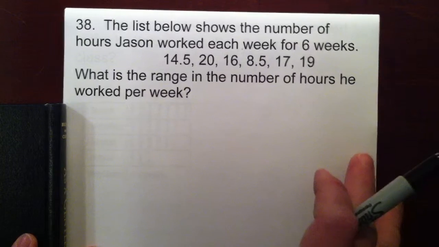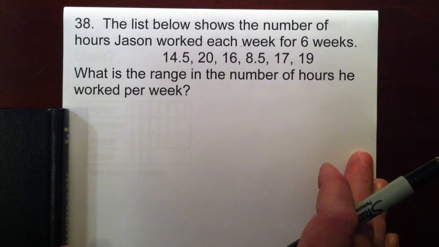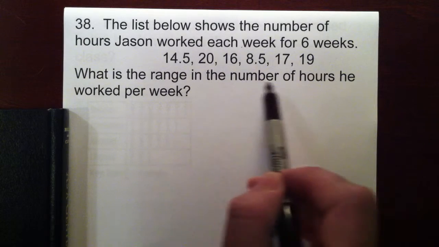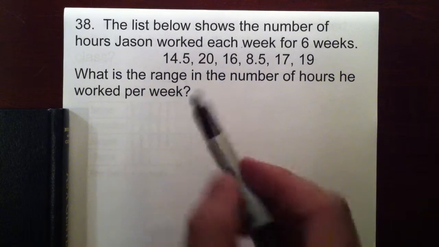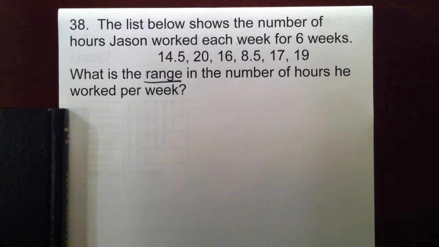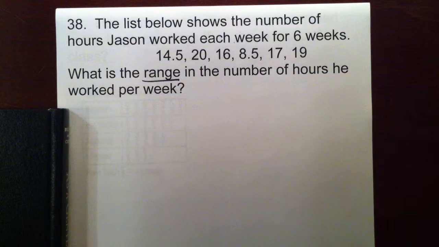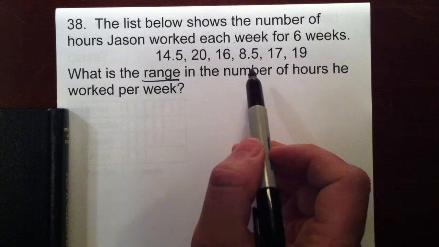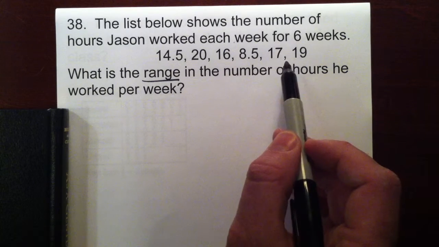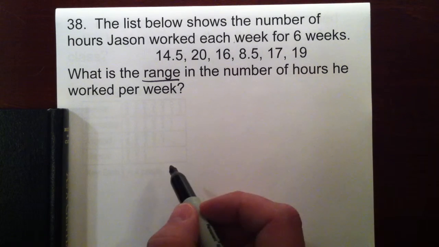The list below shows the number of hours Jason worked each week for 6 weeks. What is the range in the number of hours he worked per week? Well, range is simply the largest number, and we take the smallest number away from it to find the range of the data set. What we first must do is put this in order from least to greatest. And then as we do it, we need to mark them off.